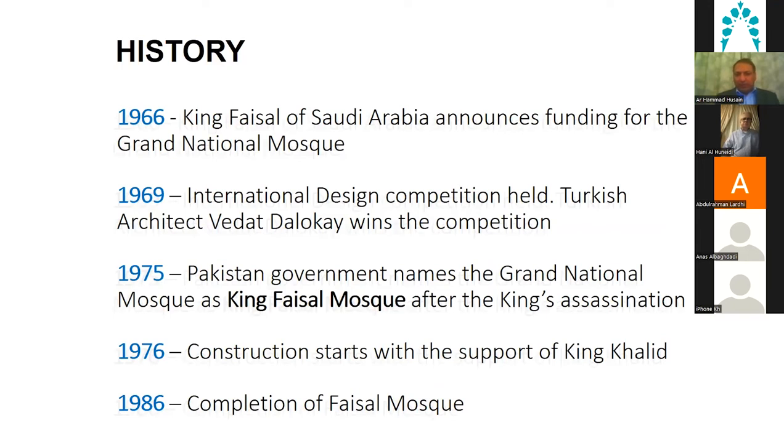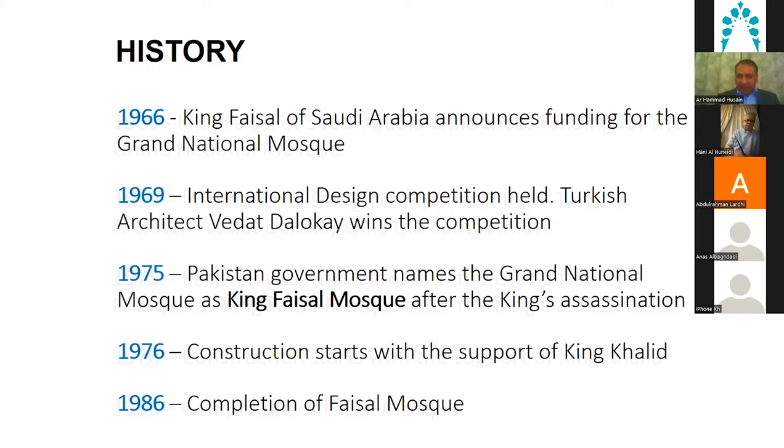This is a very brief history of how it went. As in the last picture, 1966 was when King Faisal announced funding for the Grand National Mosque. 3 years later, an international design competition was held. And that competition was won by the Turkish architect Vedat Dalokay. There were approximately 43 entries from 17 different countries. And there was an international jury, and they selected Vedat Dalokay's design.